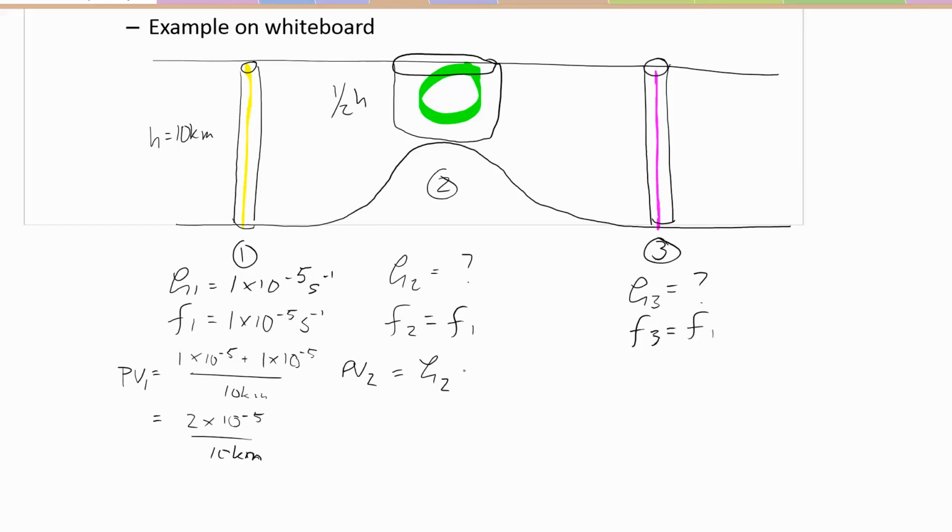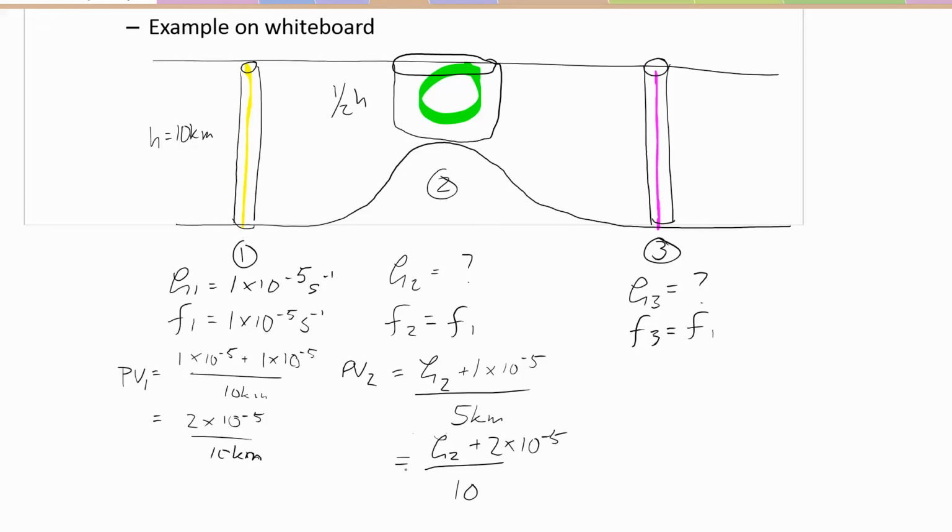So we can do plus 1 times 10 to the minus 5th. This time we're saying the height at position 2 is 1/2 the original height, so we're going to say 5 kilometers. So if I went to a common denominator and went to 10 kilometers down at the bottom, what you would see is that if I put this over 10, I've got zeta 2 plus 2 times 10 to the minus 5th.